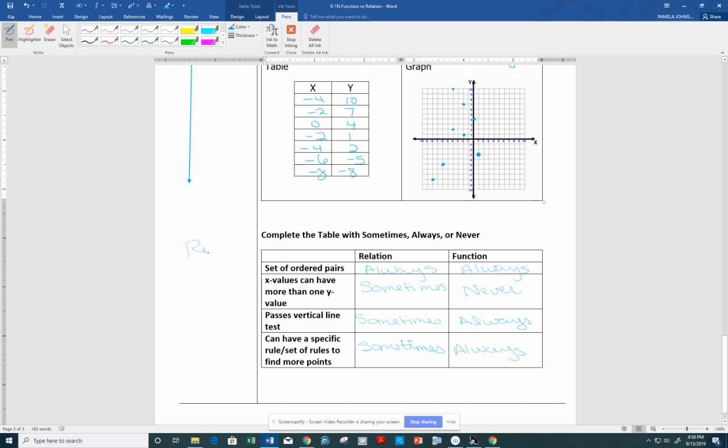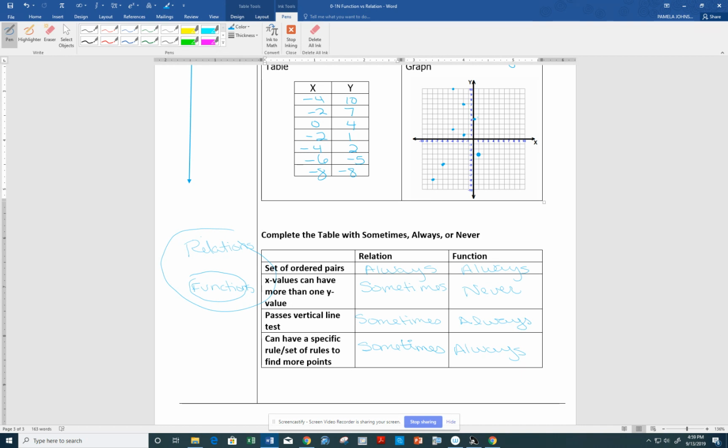Another thing to keep in mind, if you think of it this way, you have relations. Relations are kind of every set of ordered pairs. But functions are only a small set of relations. So just because it's a relation doesn't mean it's a function, but a function will always be a relation.